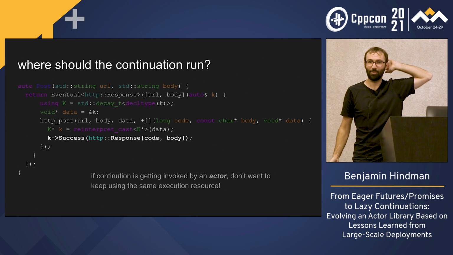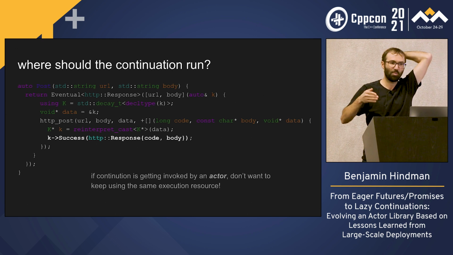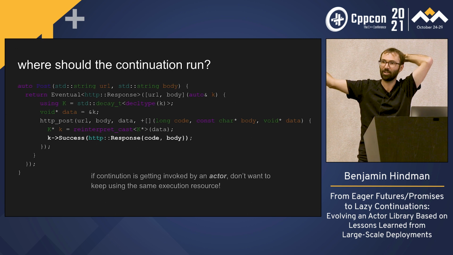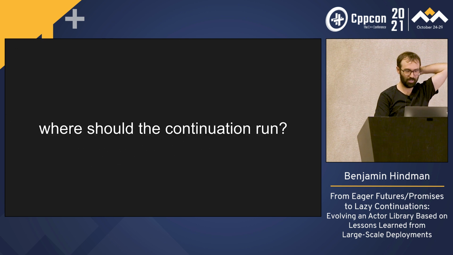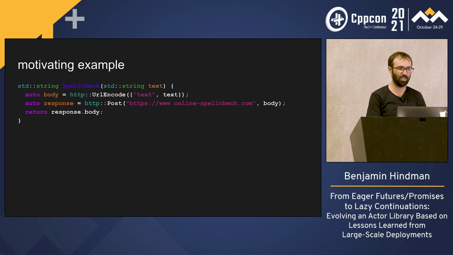The whole point of the actor model is that we execute something in the actor, but when we're executing code from some other actor, it's that actor that's going to execute that code, not us. Okay, so it raises this big question about where the continuation should run.